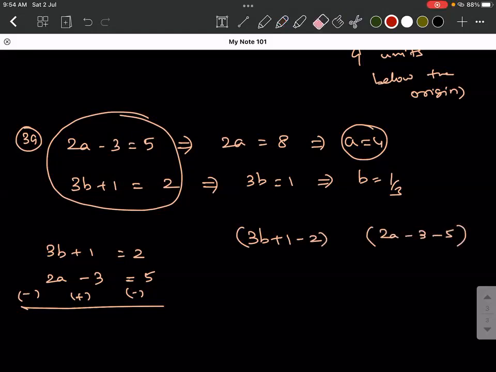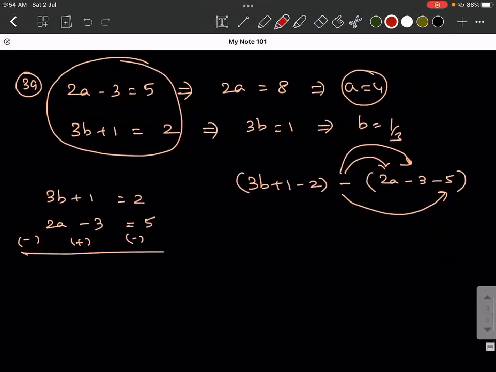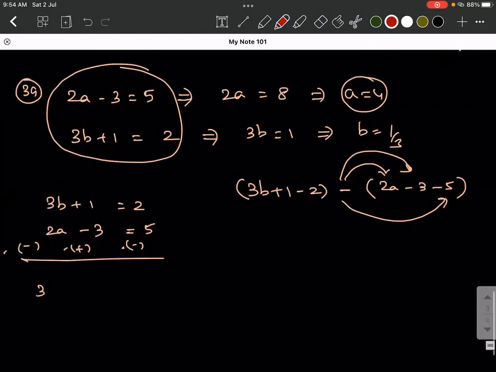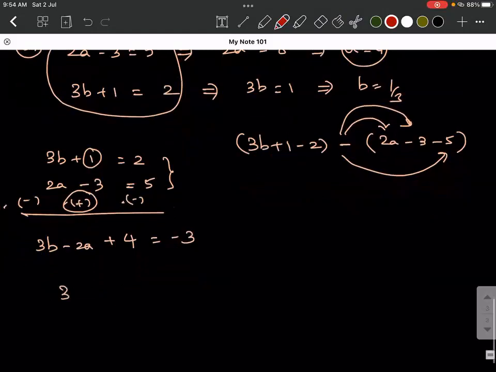Sorry, not plus, minus. So when I take a minus here, what will happen to this minus? This minus will get multiplied with every term that is there inside. So the sign will start changing. That is why I change the sign everywhere. Did you understand why I put this minus in the bracket? Right? Now what will happen? 3b minus 2a, 1 plus 3 is 4, is equal to 2 minus 5, which is minus 3. So 3b minus 2a will be equal to minus 7.